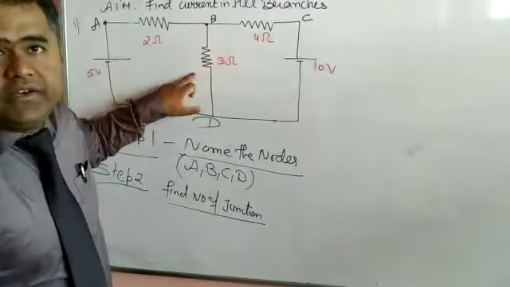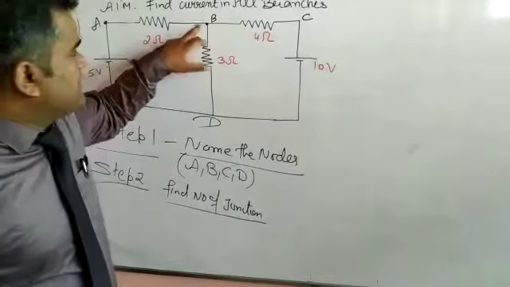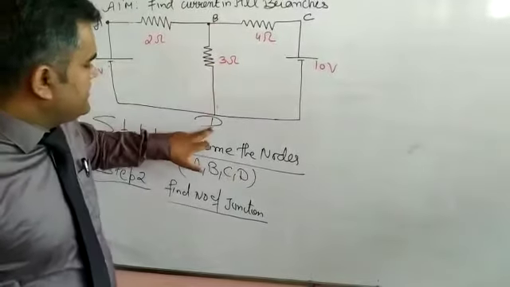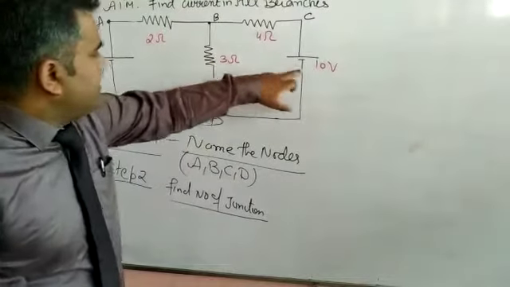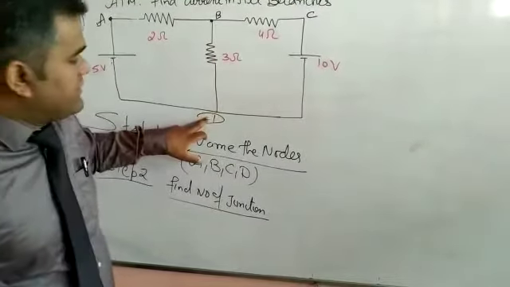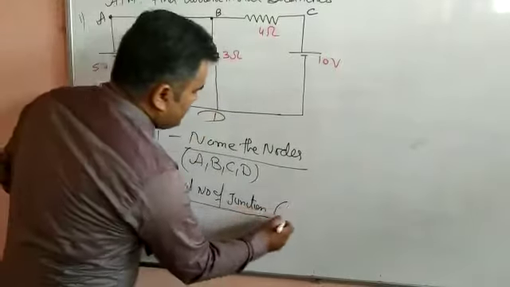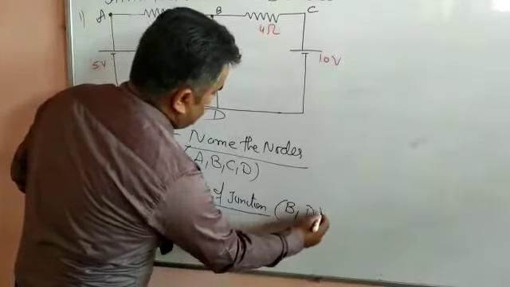Okay. Now how many junctions are there? 1, 2 and 3. There are 3 circuit elements. It means B is a junction. D: 1, 2 and 3. There are 3 circuit elements meeting at a point. It means the junctions are B and D.